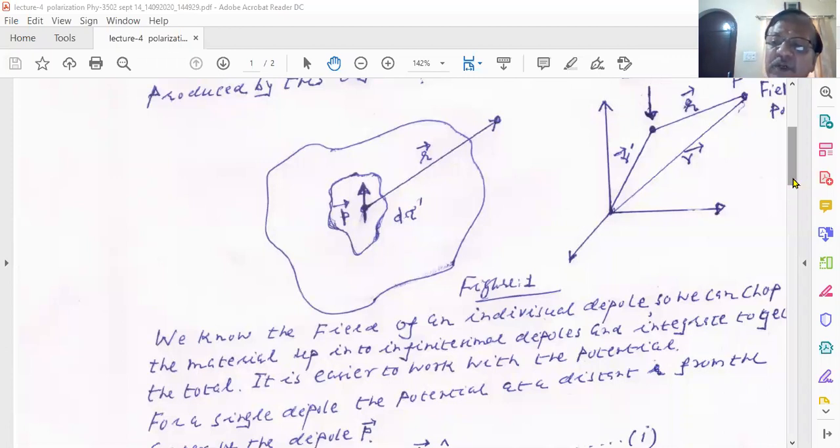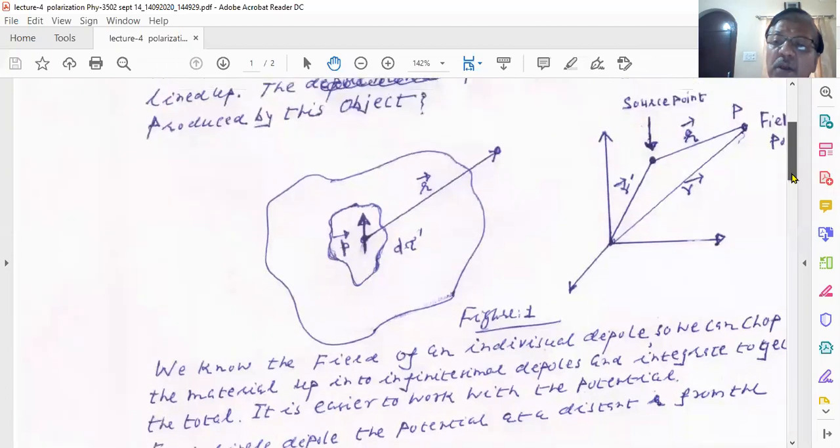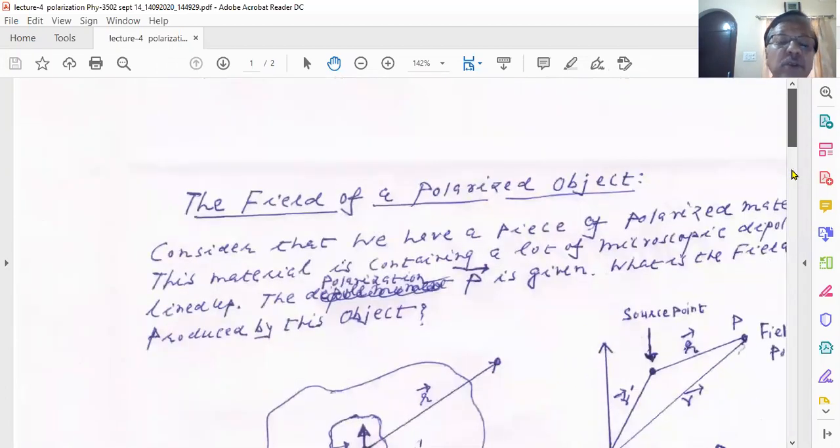So once again, I welcome you all to my lecture number 4 on polarization. Friends, in my previous lecture, that is lecture number 3, I discussed the polarization vector, and we defined that the polarization vector is sometimes referred to as the polarization density vector P, and it is defined as the dipole moment per unit volume.